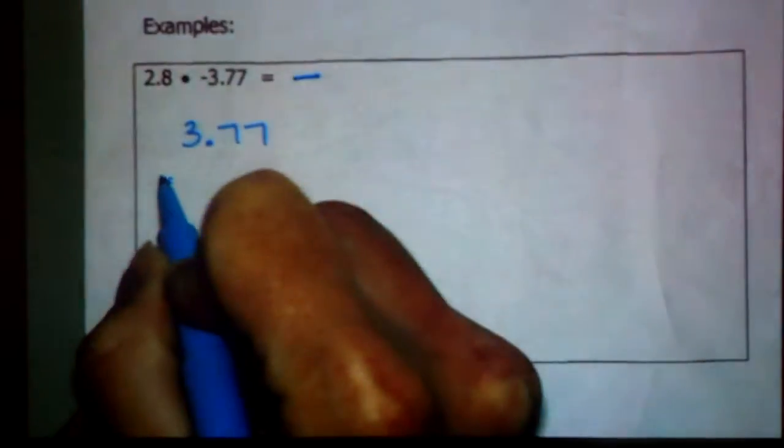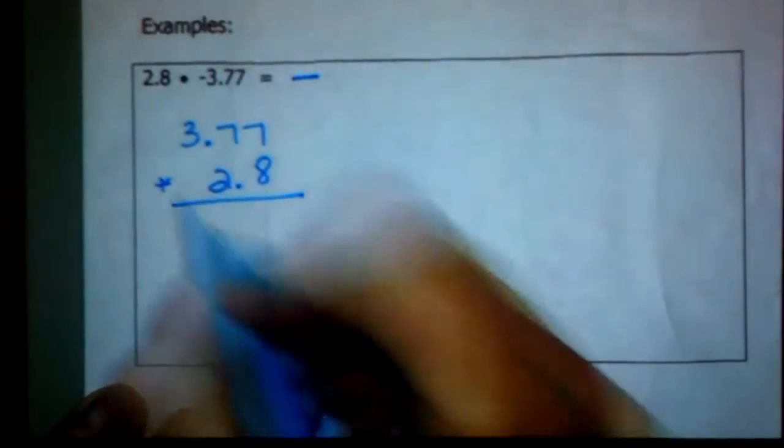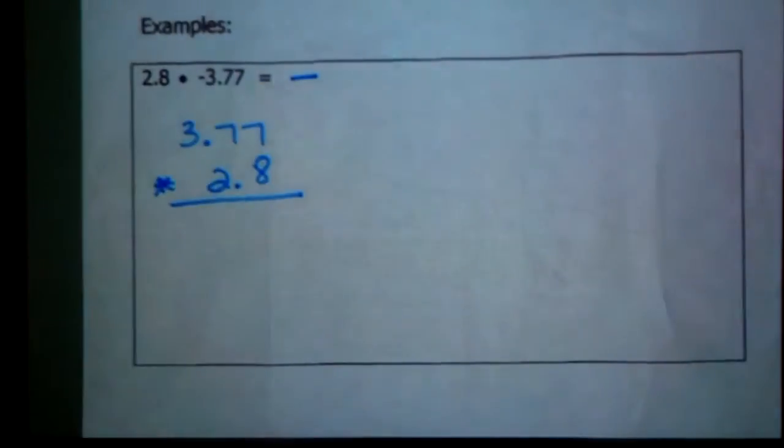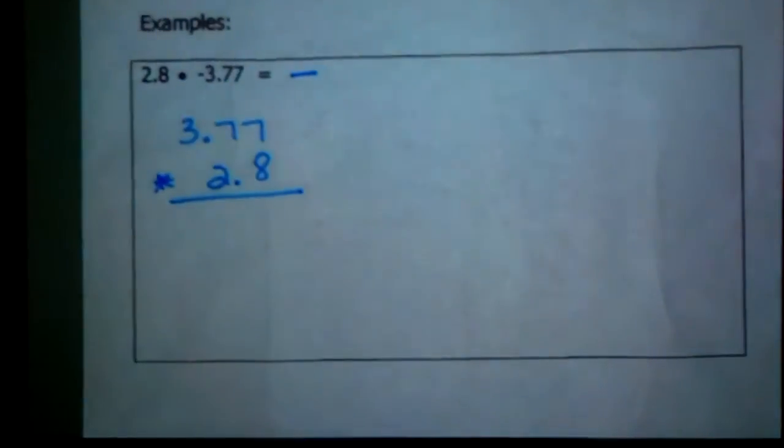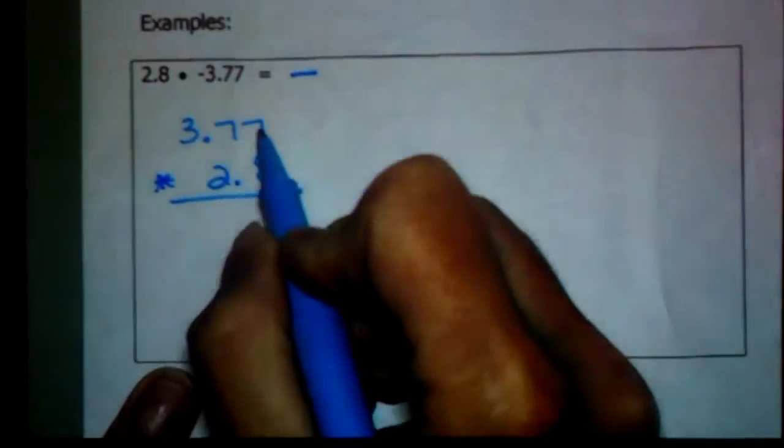So this has a larger number of digits, so I'm going to write that on the top. And we're multiplying that by 2.8. Again, we're not lining up the decimal points, just writing 2.8 underneath it like you would from a long time ago. Okay, so now ignore your decimal points and we're just going to multiply 8 by all of those.